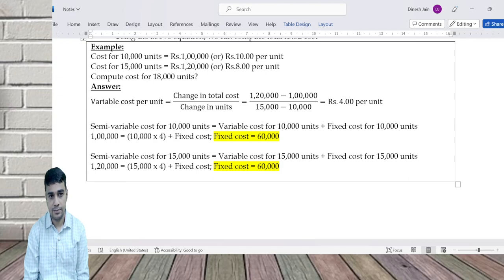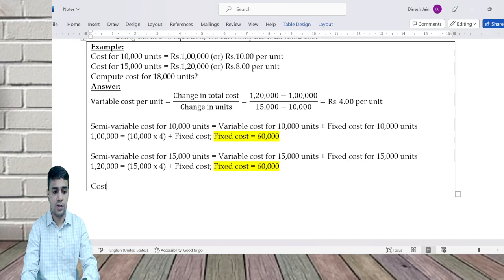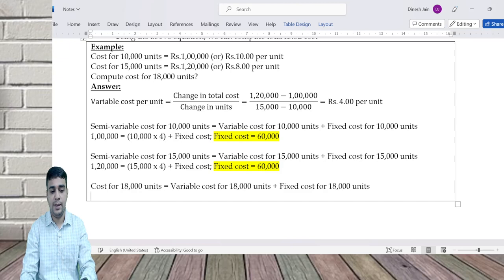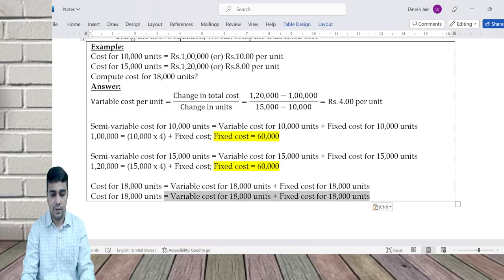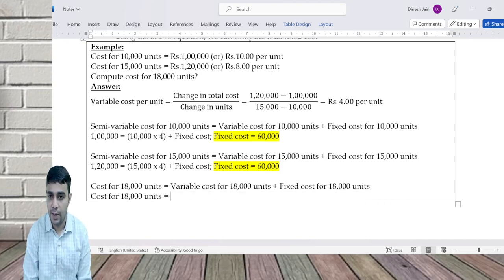Any doubts on this? Now I can say cost for 18,000 units is equal to variable cost for 18,000 units plus fixed cost for 18,000 units.